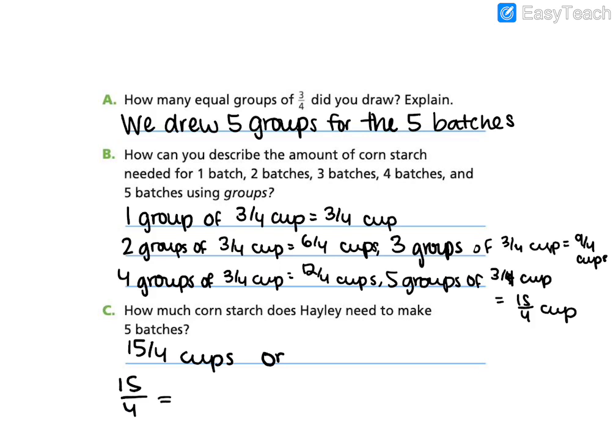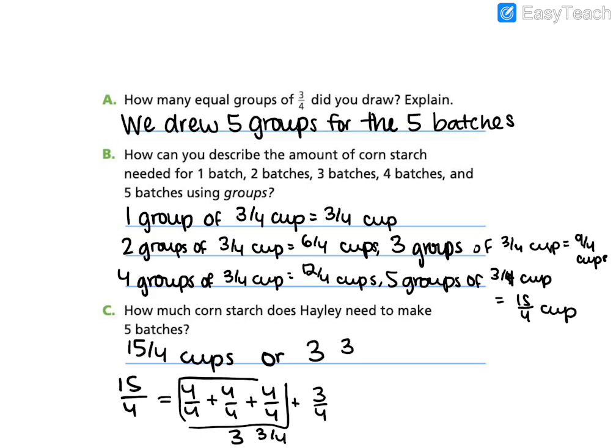So 15/4 is equal to 3 whole groups of 4/4, right? That gets us to 12/4, plus 3 more, 3 and 3/4 cups.